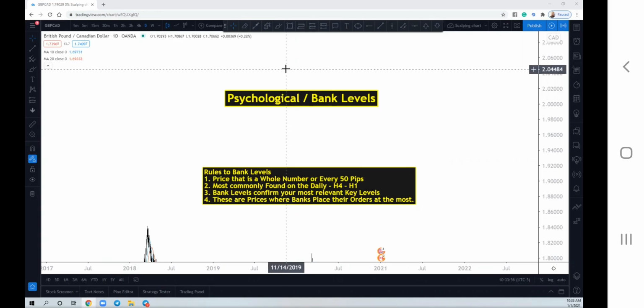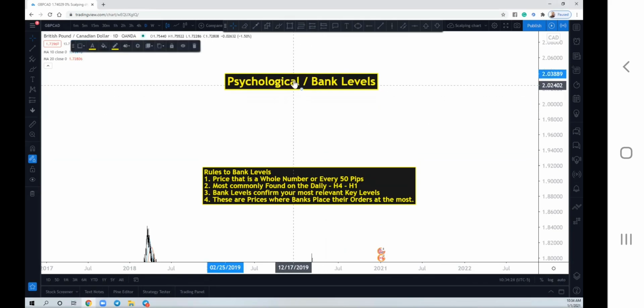I'm here to talk about psychological levels, or what I like to call bank levels. Bank levels are commonly found on the daily, H4, and H1 chart. These are prices where banks place their orders the most. Now, the way you find these bank levels is by the prices themselves, right?